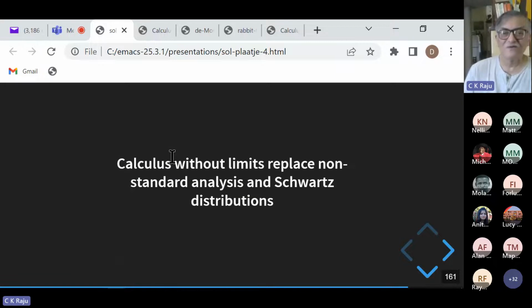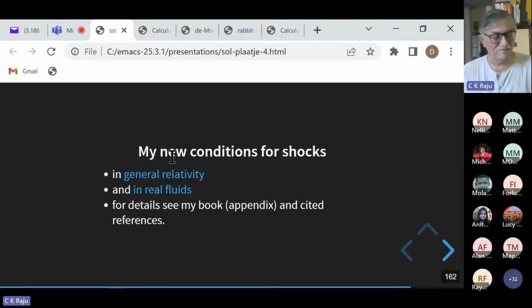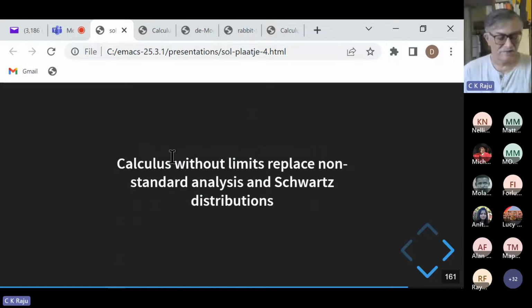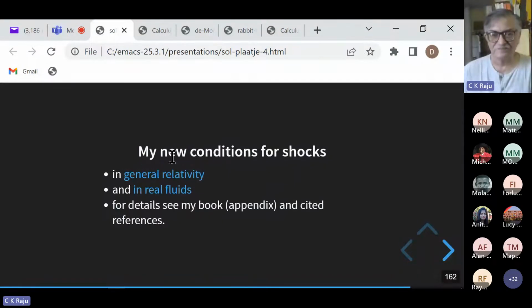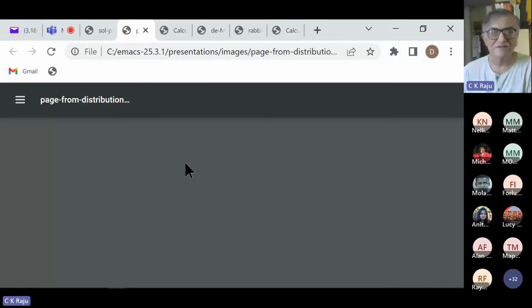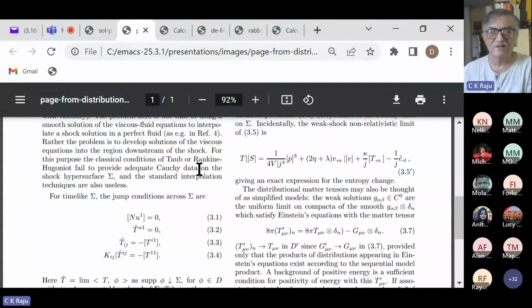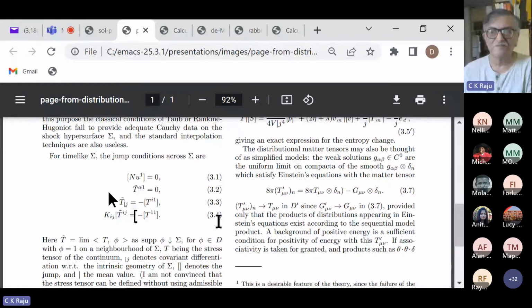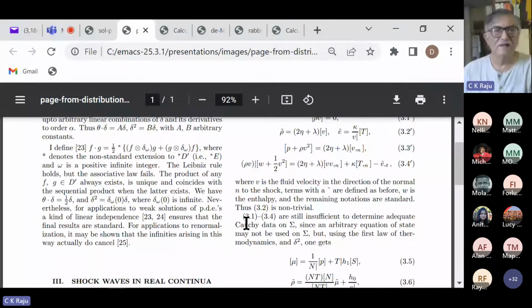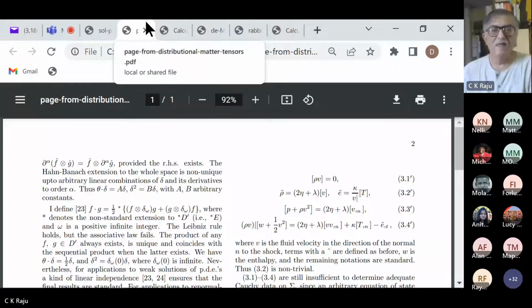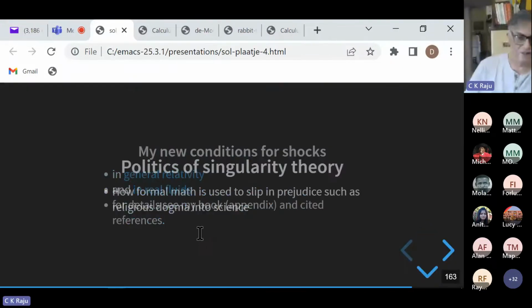So calculus: I solved this problem first using non-standard analysis applied to Schwartz distributions, in my PhD thesis. And I have new conditions for shock waves. I can't possibly describe it; I'll just flash the slide at you. These are the conditions in general relativity. These are the conditions for range shocks. You can see the details are there in my book and the references that it cites.